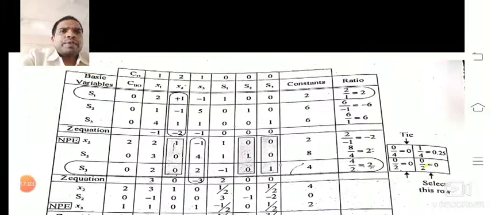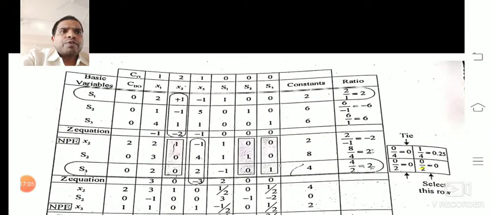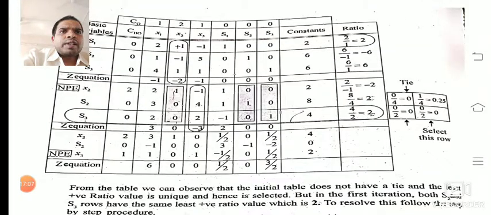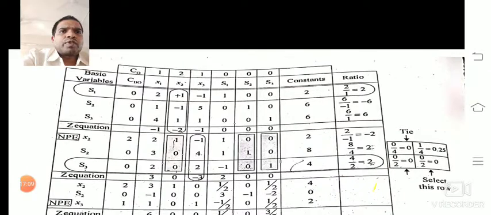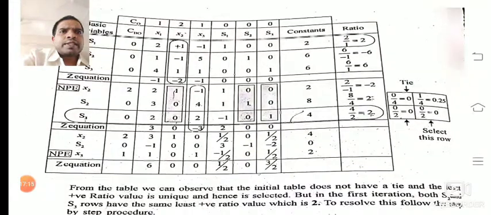As we did in the previous problem, the same procedure needs to be followed. In the first step, the entry column is x2 and the leaving row is s1. Next, the leaving row is s3 and x3 is the entry column. Here it is a tie: 0 by 4 is 0, 0 by 2 is also 0. Select between these rows, which give 0 on both sides.